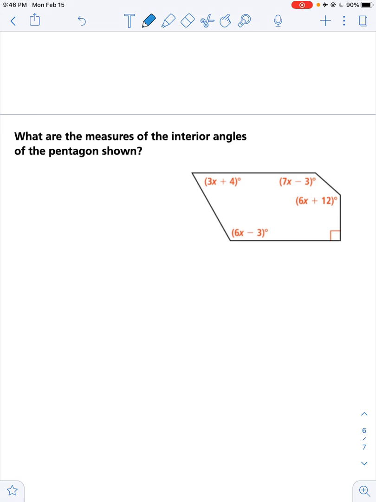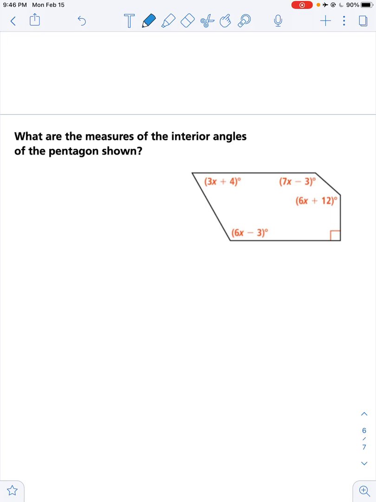Okay. So it says, what are the measures of the interior angles of the pentagon shown? Okay. So we have a pentagon. That means that we have a 5-sided figure. So to figure out what all the measures are, I need to figure out what x is, right? And to figure out what x is, I need to know what they all add up to, because I can add them up and say that they're equal to the sum.